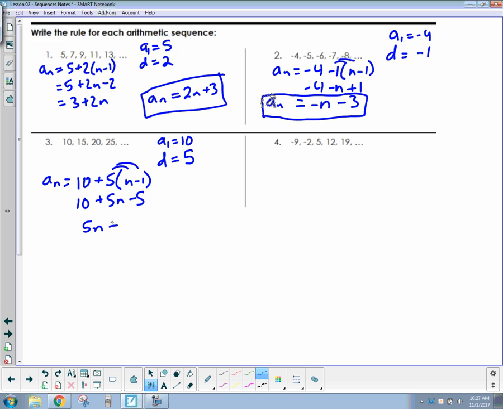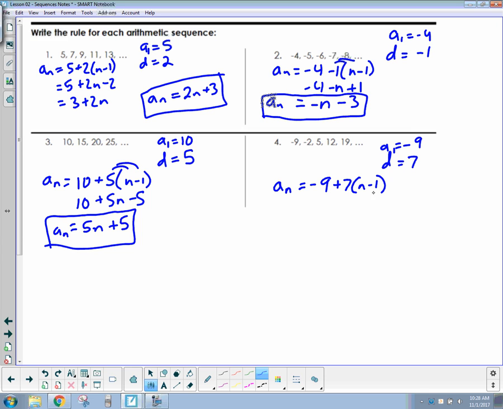Again, first term, negative 9. Difference is going to be 7 for this one. So plug it all in. AN equals negative 9 plus 7 times n minus 1. Distribute. Negative 9 plus 7n minus 7. Combine like terms, and we get negative 16, so 7n minus 16 is going to be this formula.